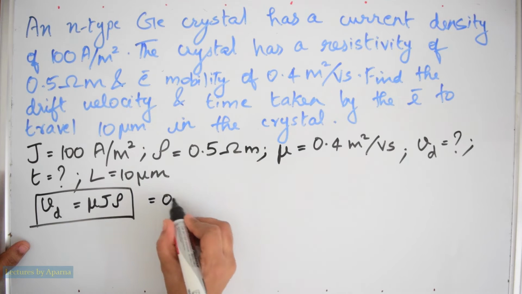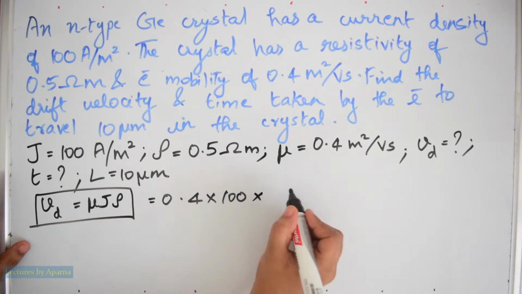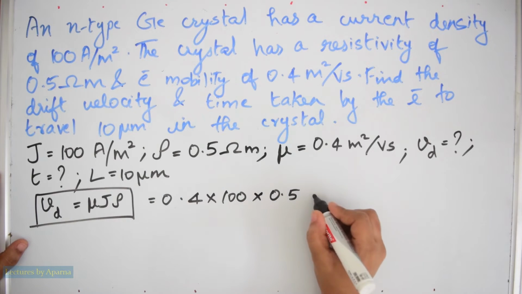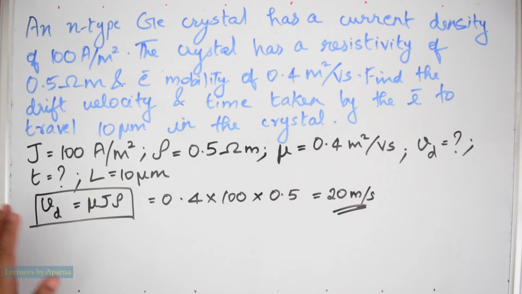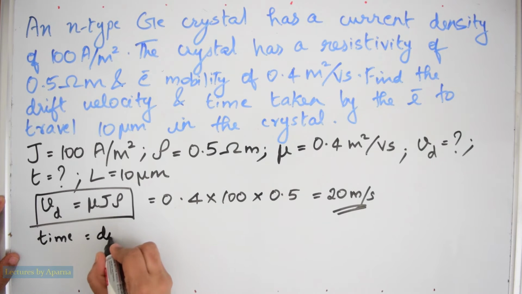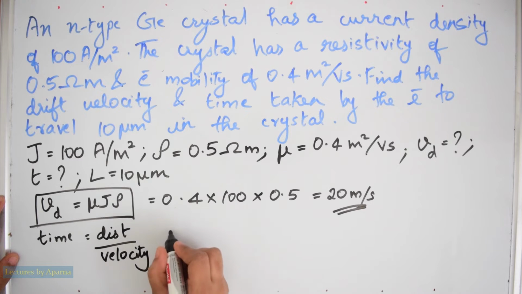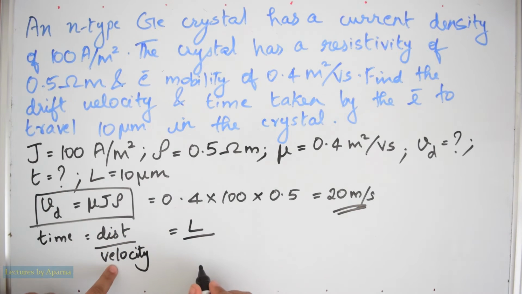Mu is 0.4 into J is 100 into rho is 0.5. This will be equal to 20 meter per second. So this is the drift velocity. Now we have to calculate the time. What is time? Time is equal to distance by velocity. What is distance here? Distance is L, velocity is Vd.